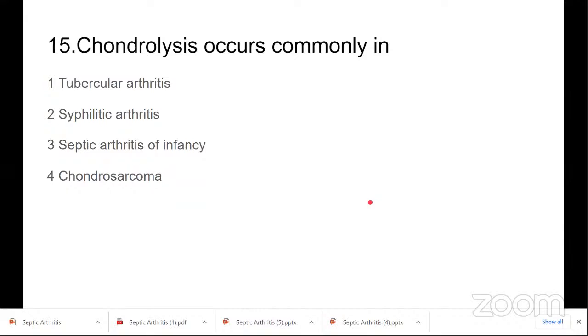Right? Chondrolysis occurs commonly in septic arthritis of infancy. You understood, isn't it? Chondro is what? Cartilage. It need not be the cartilage at the end of the bone, the hyaline cartilage. It can be the fibrocartilage of the femoral head also. That's what the question means.